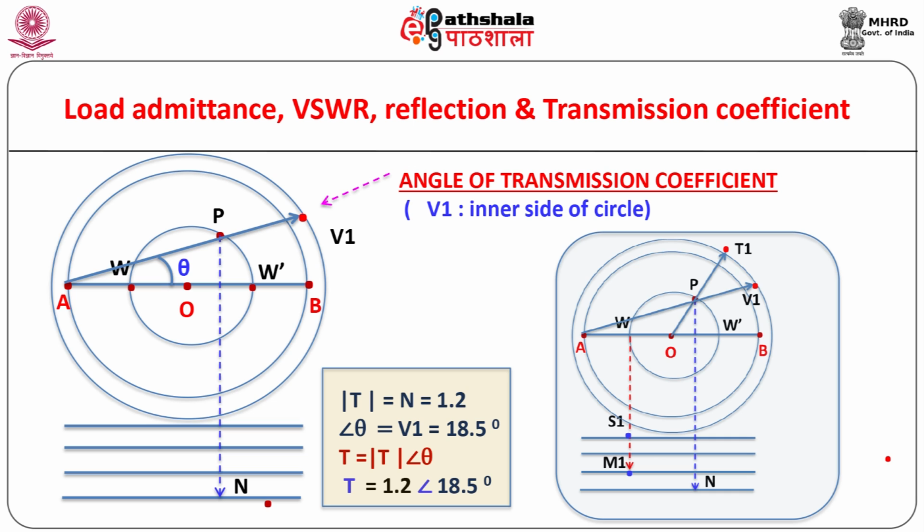Step number 7. Transmission coefficient. From point P, draw a line perpendicular to AOB. Step number 8. Note the reading at the point N where this perpendicular line intersects the horizontal scale meant to measure the transmission coefficient, the last, that is the fourth, horizontal scale marked with transmission coefficient E or I. Step number 9. Extend the line AP to meet the circular scale marked in degrees to measure the angle of transmission coefficient at point V1. The reading at point V1 represents the angle of the transmission coefficient.